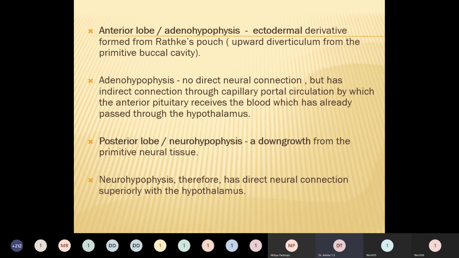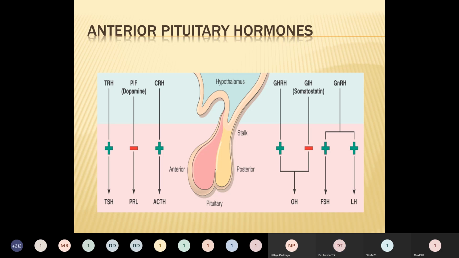Okay, so there are two parts: anterior lobe called the adenohypophysis and the posterior lobe called the neurohypophysis. Anterior lobe has no direct neural connection, and it only has connection through the blood which circulates from the hypothalamus and comes to the pituitary. Whereas the posterior lobe is just a downward growth from the primitive neural tissue. So when the blood is flowing to the anterior lobe, you can see that it has absolutely no connection with the hypothalamus.